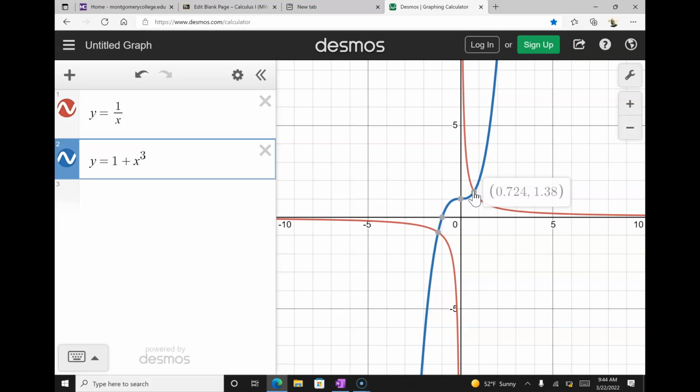What's my good guess to start? What do you think? 1 works? What else? 0.5, sure. 0.7, right? I can easily pick any of those to start. You'll discover in the project that sometimes if you start at the wrong guess, you don't get the answer. But on this particular one, all 3 of those starting points will work.